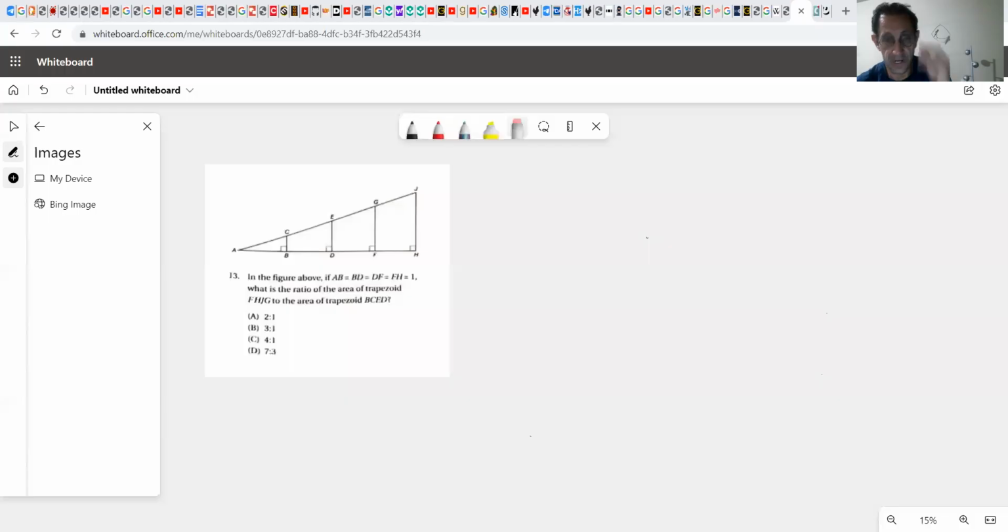Okay, so let's try another problem here. Let's take a look and see what we got. All right, so what do we have here? It looks like we have some kind of a figure with triangle shapes together.